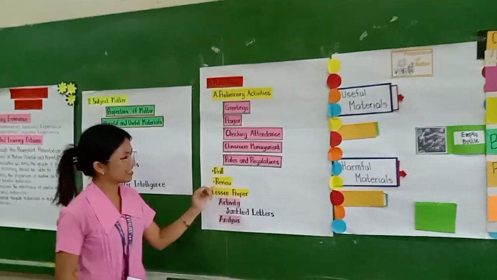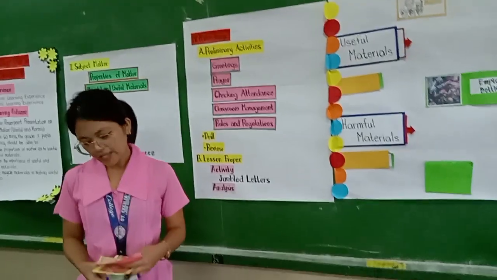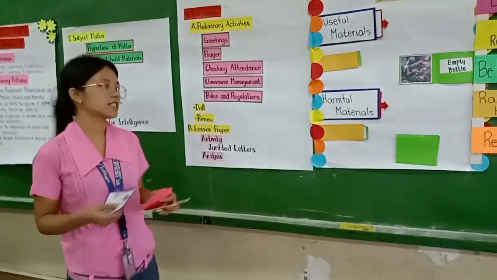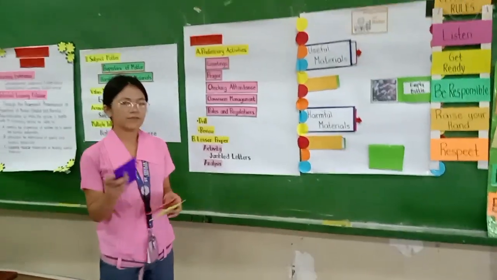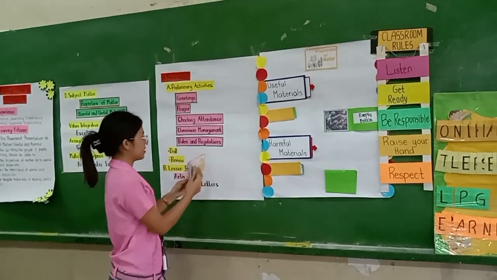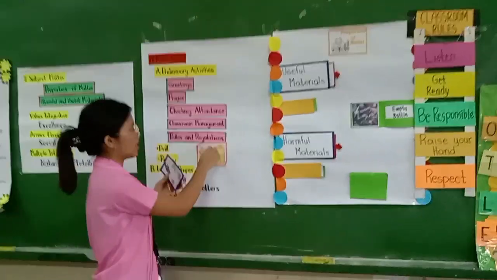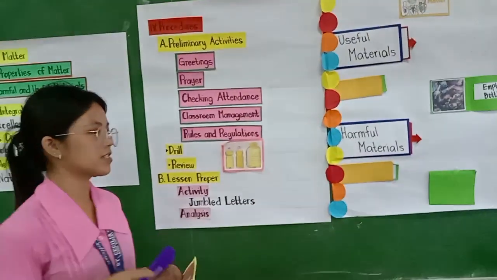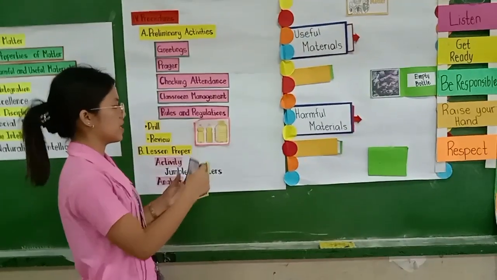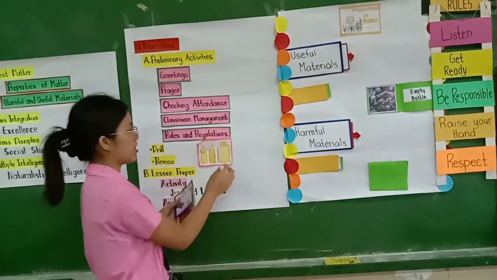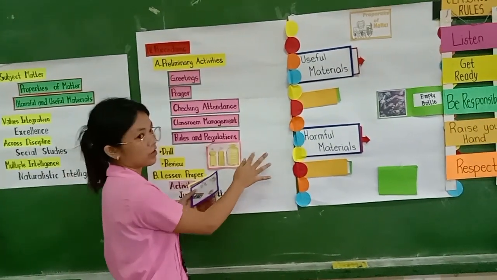So next is the drill. I provided here pictures and the students determine or name the object. So I can ask the students, what object is this? The students answered oil. So they put the word oil here.